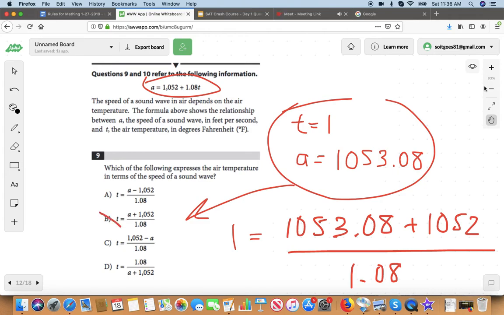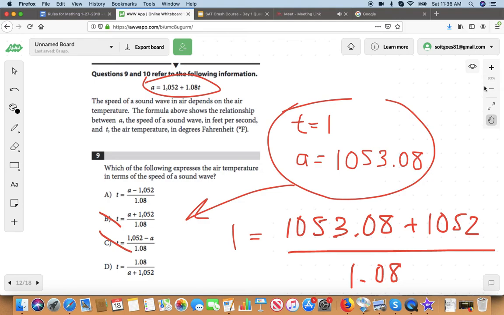So C, don't even worry about calculating. Just look at it. Then A, no. Why do I know that can't be a true statement? Because it's subtracting a bigger number, so you're going to get a negative number in the numerator. If the 1.08 in the denominator was negative, maybe, but that's going to give me a negative number, and positive 1 is not negative. So answer C is gone.